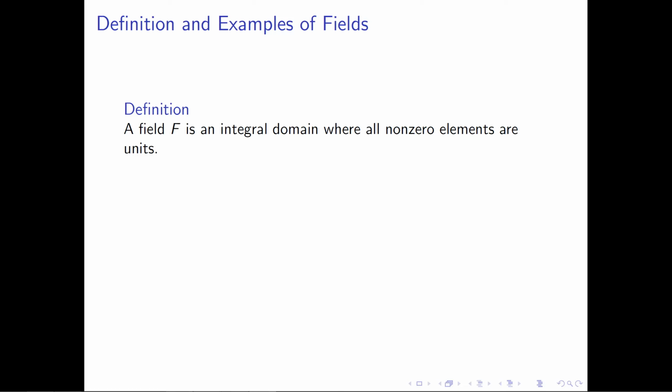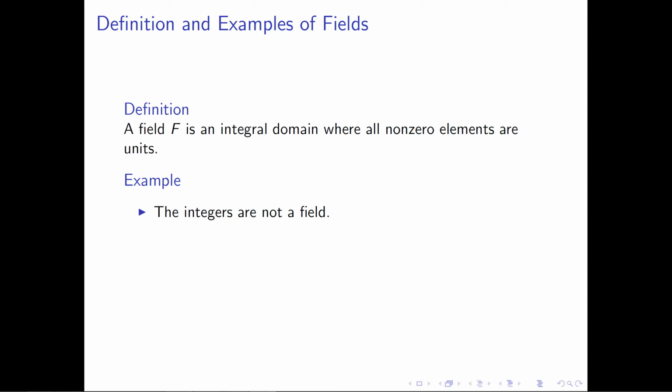So a field F is an integral domain where all non-zero elements are units. So we don't worry about zero. We don't need zero to be a unit. That's not going to be possible for us, just like it isn't with the real numbers or the complex numbers. Zero doesn't have a multiplicative inverse, but everything else does. And in fact, these are our most familiar examples of things that are fields.